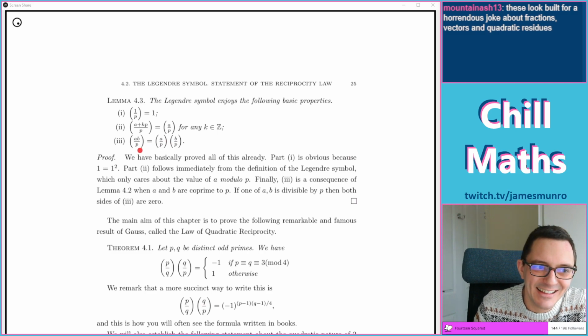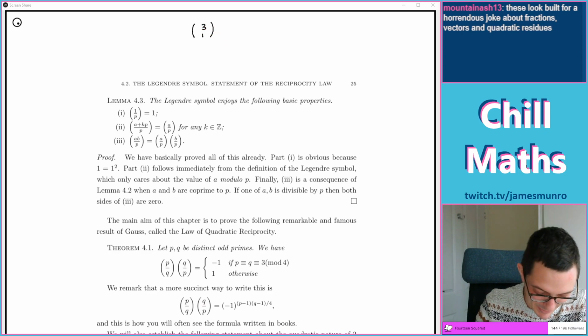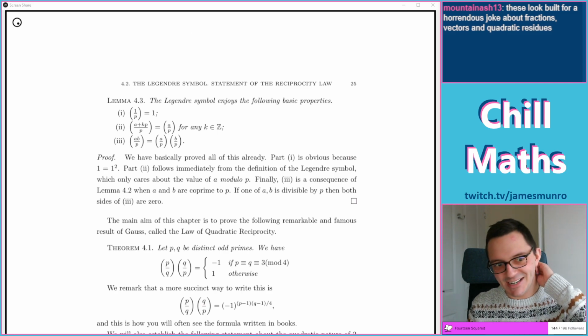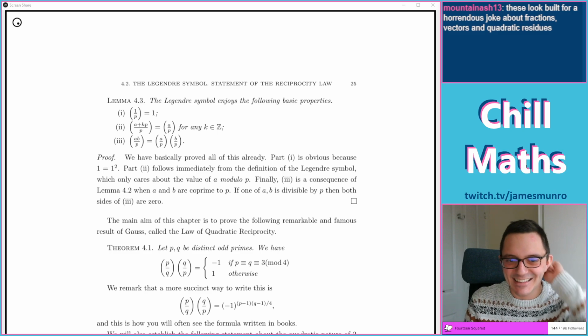Horrendous joke about fractions, vectors, and quadratic residues. Who would do a joke comparing terrible notation to other terrible notation? For example, some people use this for vectors, and some people use this for binomial probabilities. We're sort of overloaded on notation that uses brackets. There's way too much of it.